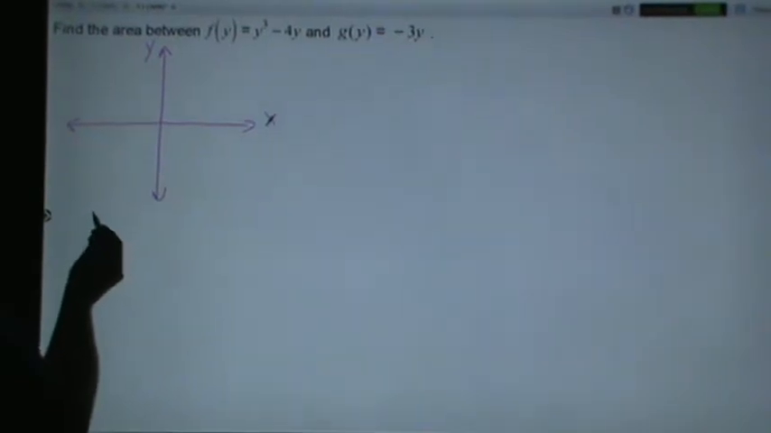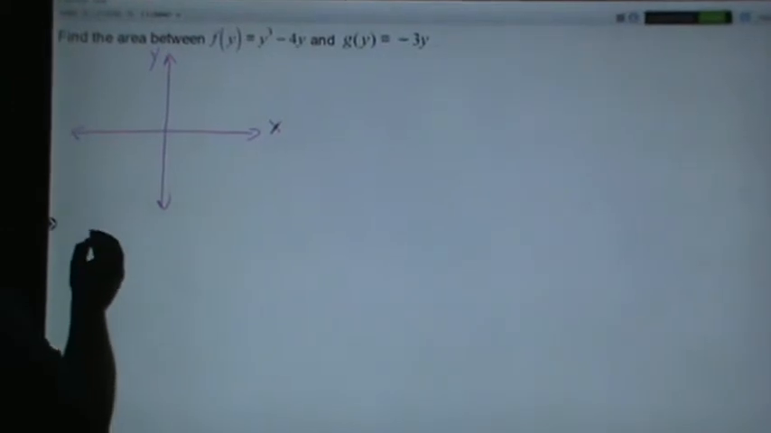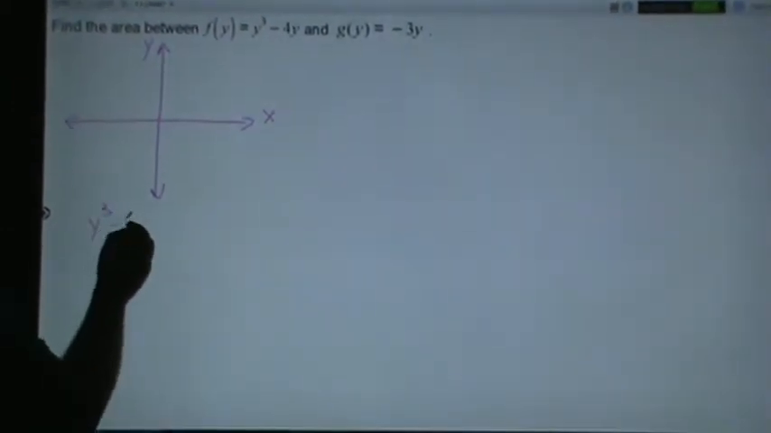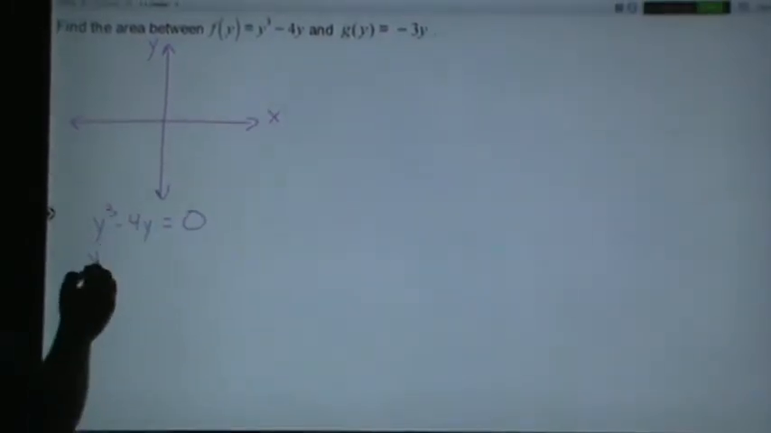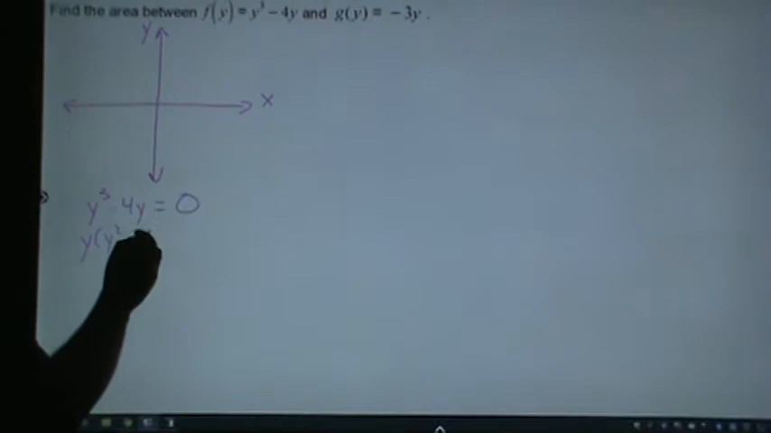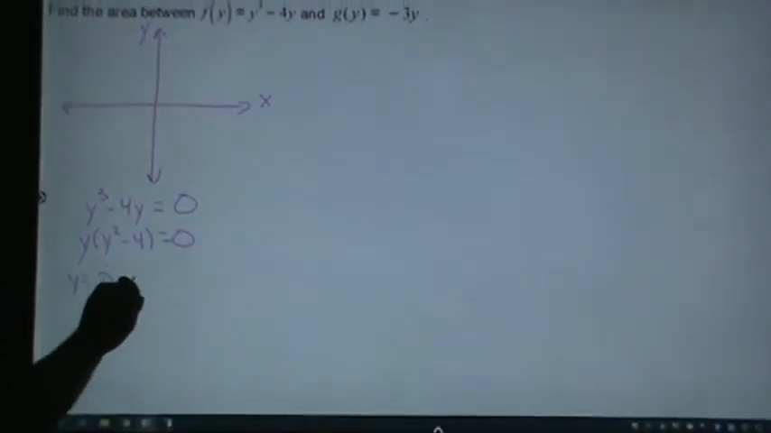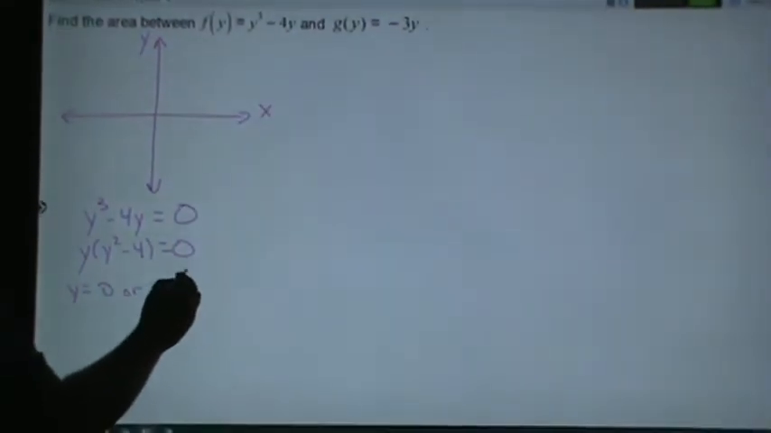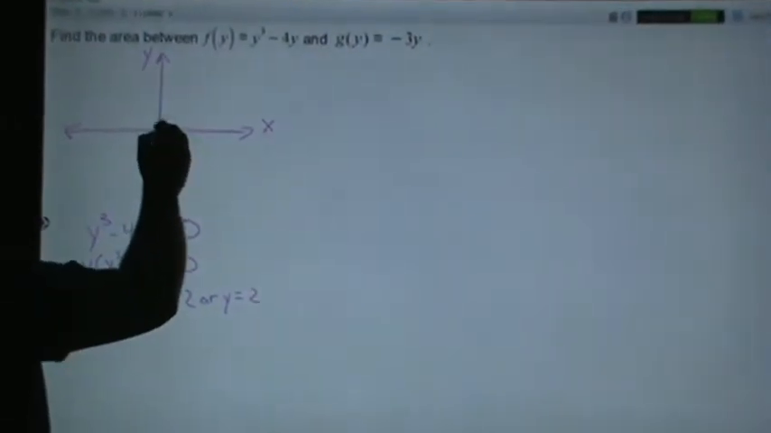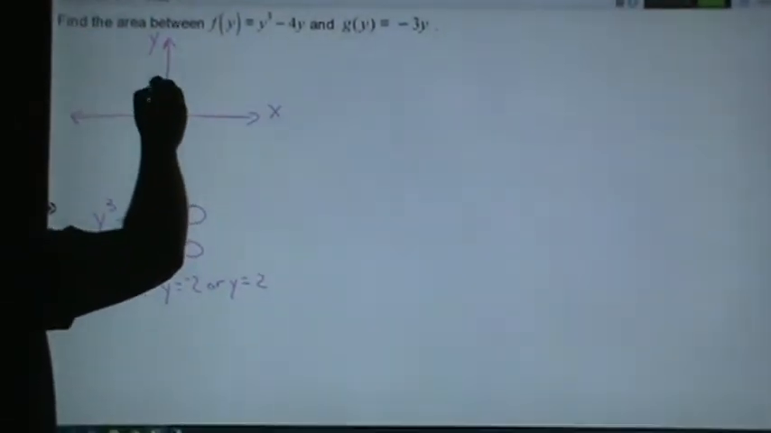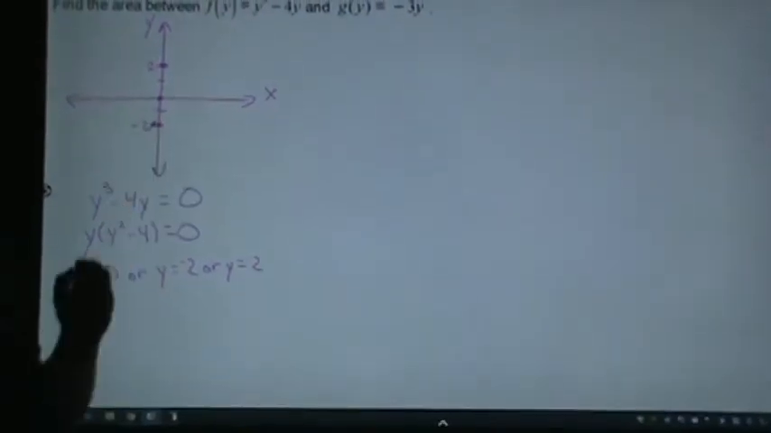To graph f of y, we could create a table of values, or it looks fairly simple to factor right here. So I might factor y cubed minus 4y, set that equal to 0 to find my zeros. If I factor out that y, I'm left with y squared minus 4 equals 0. So it's fairly obvious to see that y should equal 0, or y should equal negative 2, or y should equal 2. So I'm going to have zeros at 0, at 2, and at negative 2.